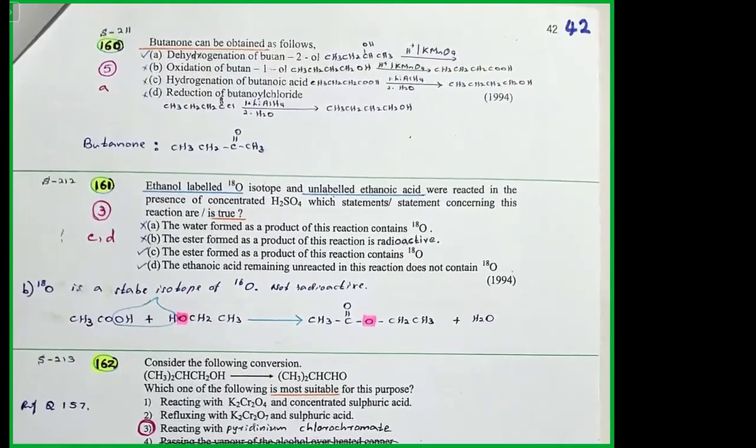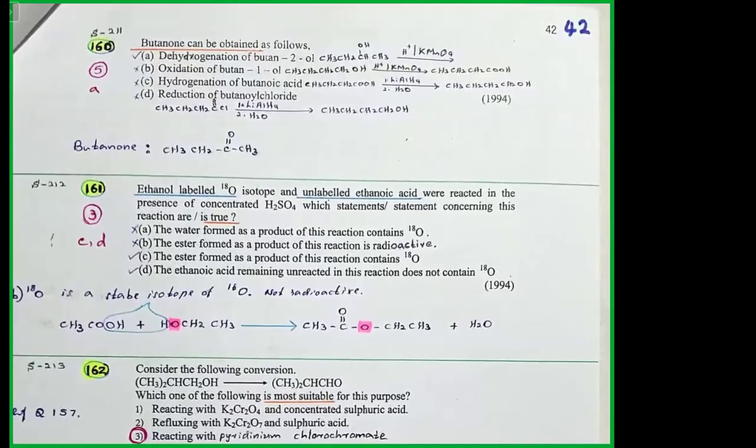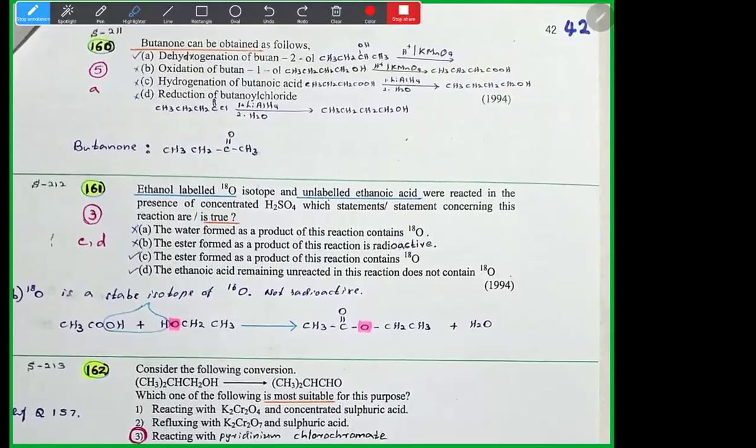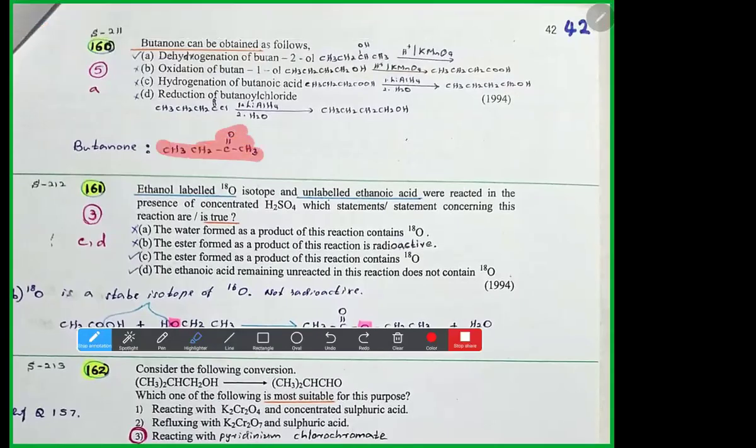160, butanone can be obtained. Butan-2-ol. This is a butanone, so you're supposed to get this compound. From this one, strong oxidizing agent, ketone. Butan-1-ol is this. It is giving the carboxylic acid. This, reduction, CH2OH. Butanoic chloride is this. That again gets this terminal OH, not this carbonyl. Only A is possible. 160, answer 5.